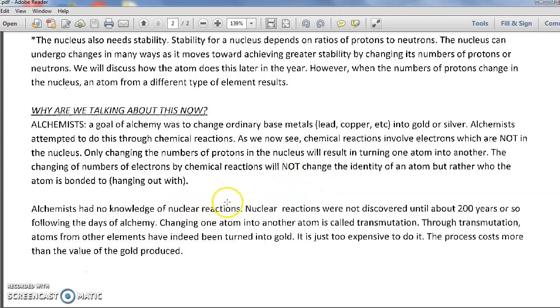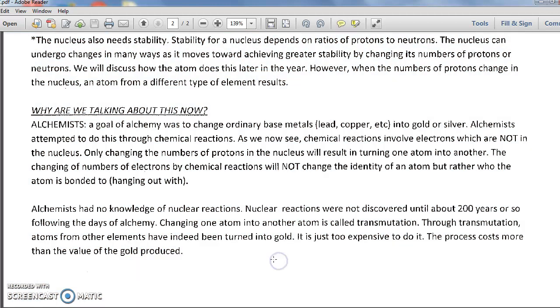Alchemists did not know anything about nuclear reactions. They were not discovered until well after 200 years following the days of alchemy. Alchemy ended in the latter part of the 17th century, earlier part of the 18th century. It was about 200 years until radioactive reactions, nuclear reactions, were actually discovered. Changing one atom into another, as we mentioned, is called transmutation. Through transmutation, atoms can be turned into gold. It's just too expensive to do it.